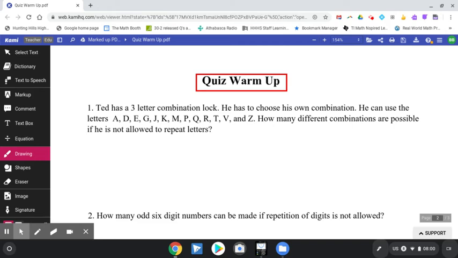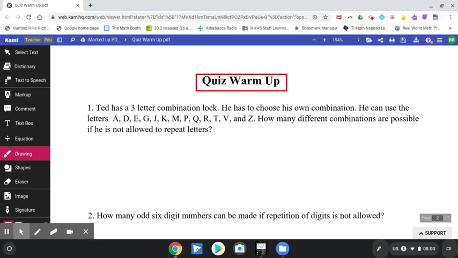Ted has a 3-letter combination lock. He has to choose his own combination. He can use the letters given. How many different combinations are possible if he is not allowed to repeat letters? All right, so I think this is a good one for us to just practice our fundamental counting principle. I think at this point in the game, that's the one we're probably most comfortable with.